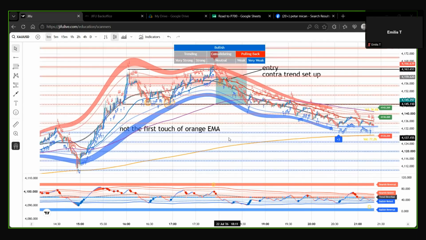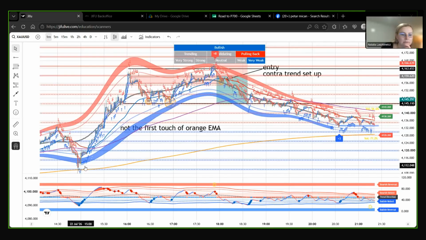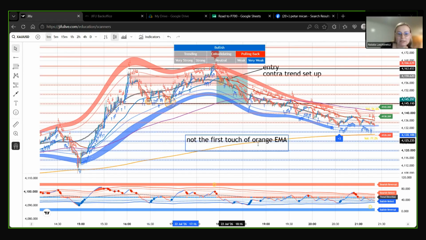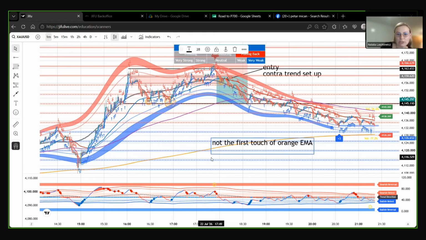Okay, let me see. So here is my entry from today, and this is the exact same entry that I discussed yesterday. It wasn't the first time touching the orange EMA, okay? But it also crossed over the purple line and it continued on a trend. It didn't give me an option to enter at the middle line because I never came back to it, so I just continued on.